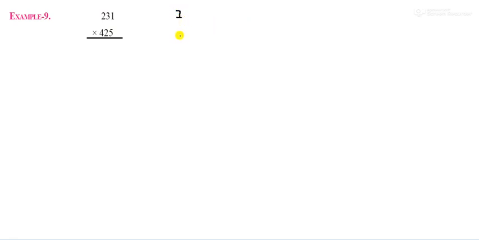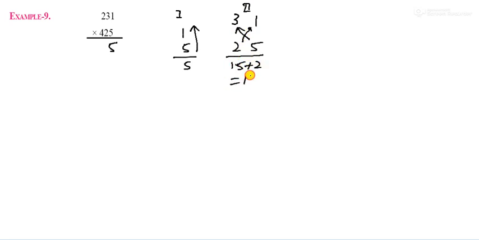Now come to example 9. It is three-digit numbers, hundreds. So the first step is 1 and 5, multiply vertically upward, so it becomes 5. So you can write here 5. And now 3, 1 and 2, 5. So diagonally like this, it is your second step.